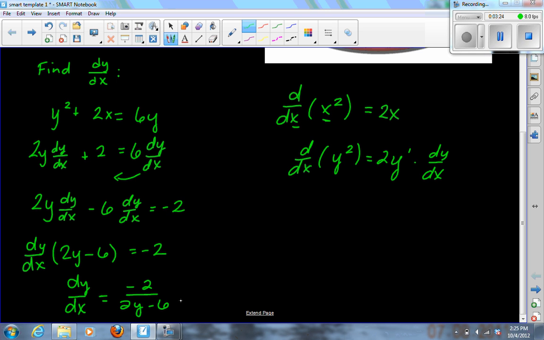So this means I need to know a y coordinate to know the derivative of this equation. And so all you need to do is take the derivative of each side with respect to x. Sometimes you have to apply the chain rule. Isolate the dy dx on one side, get everything else on the other side. And when you're finished, it will look like this. Dy dx equals everything that doesn't have a dy dx in it.